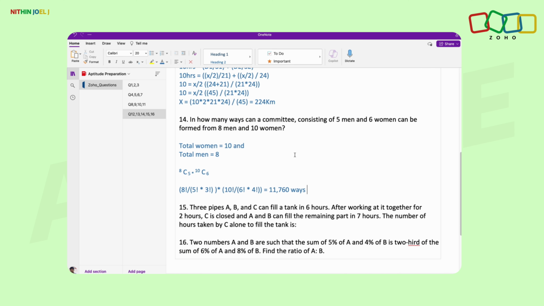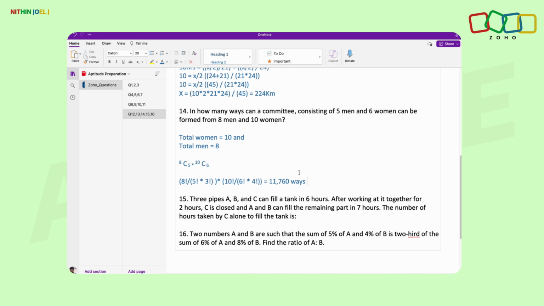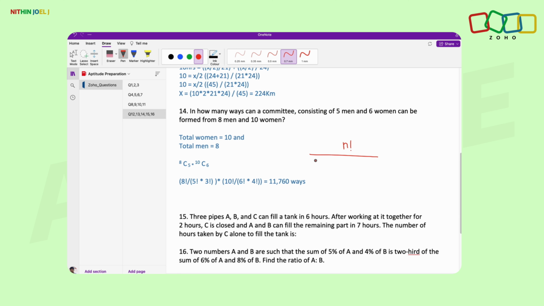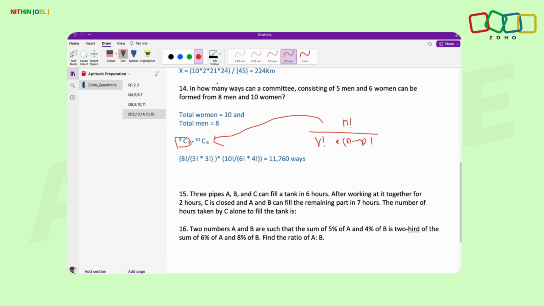So this is the answer for our 14th question. So I'll just write down the formula over here. n factorial divided by r factorial into n minus r factorial is the formula for this combination. We have to use combination, not permutation. In case they ask about orders, we should use permutation. Instead, we have to use combinations over here. So let's move on to the 15th question.